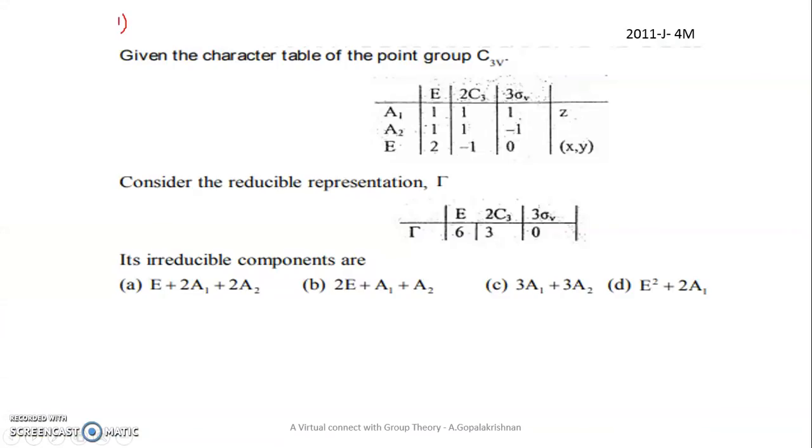Here the character table for the C3V point group is given. The question is: consider the reducible representation given here. Its irreducible components are? So what we have to do is reduce this representation using the character table and find out how many A1, how many A2, and how many E irreducible representations are present in the reducible representation. For this we should use the reduction formula.